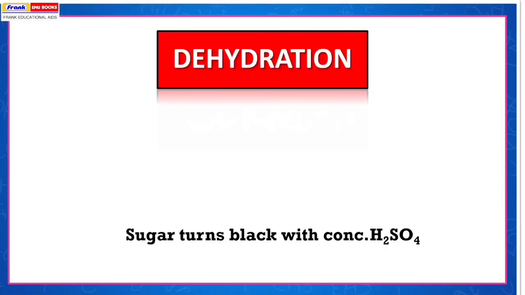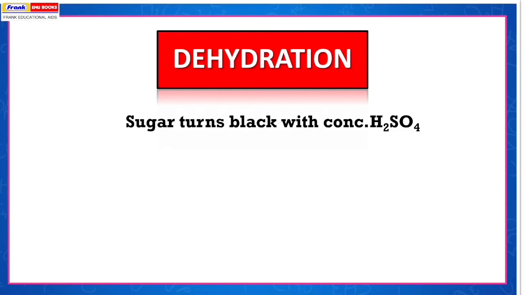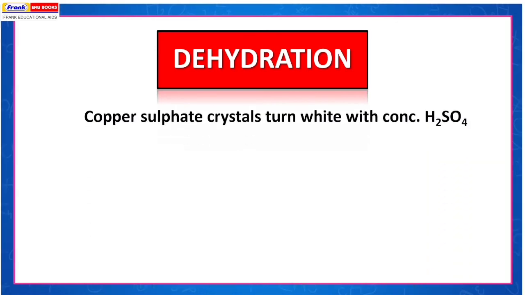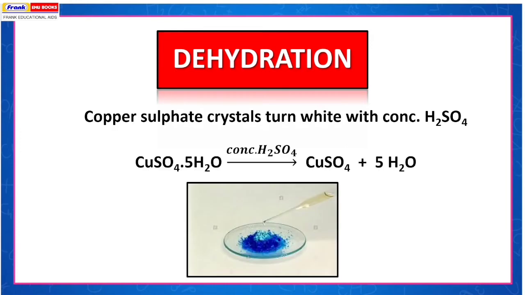Dehydration. Sugar turns black with concentrated H2SO4. C12H22O11 on passing through concentrated H2SO4 gives 12 carbon plus 11 water molecules. Dehydration. Copper sulfate crystals turn white with concentrated H2SO4. CuSO4.5H2O gives CuSO4 plus 5H2O in the presence of concentrated H2SO4.